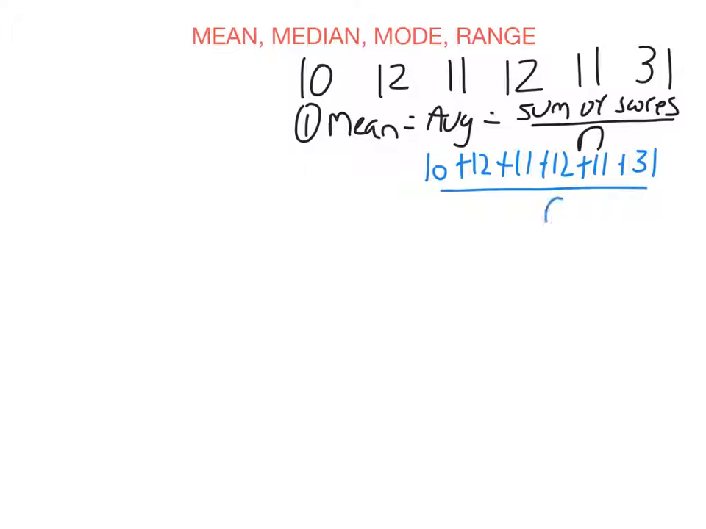And we divide by 6 because n is 6. There are 6 scores. So the mean here is just adding them all up, 87, divided by 6, and you get 14.5. Now note the mean does not have to be one of the scores.